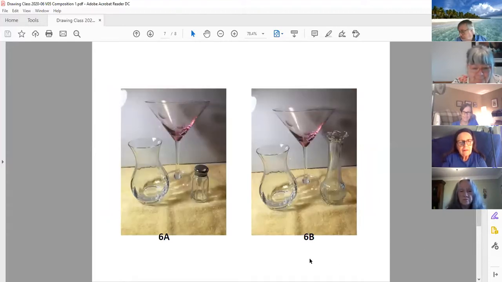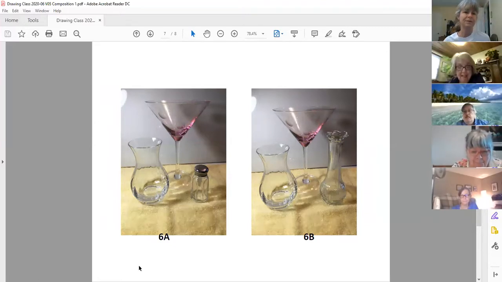All right, number 6. So Janet, would you like to have the first bid at number 6? Sure. I had a hard time with this one. I did pick 6B, and the reason why I did was because I thought the vase on the left was a more interesting object than the salt shaker on the left of the 6A. I just thought it was a more interesting object. So that's why I picked 6B. But I thought they were both very interesting, and they both did different levels.